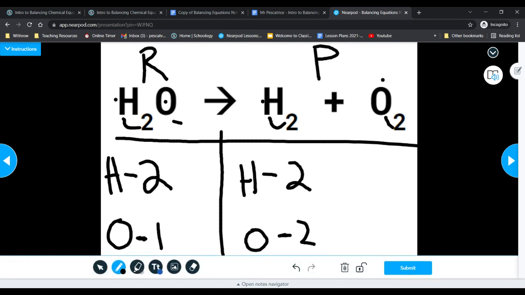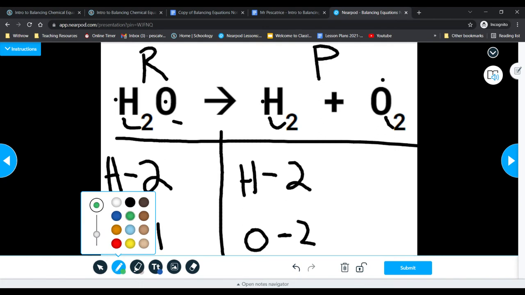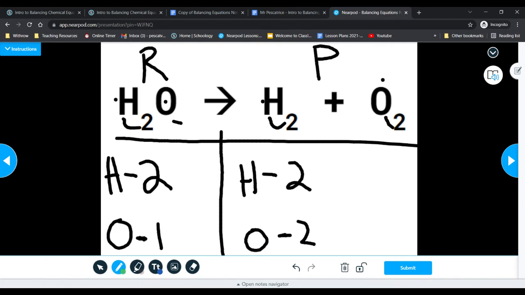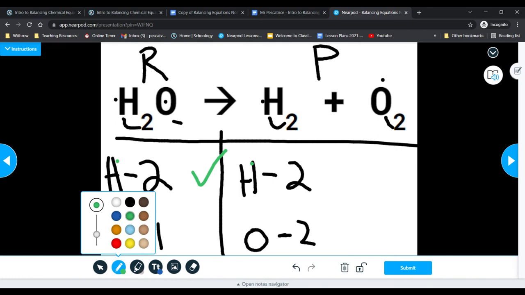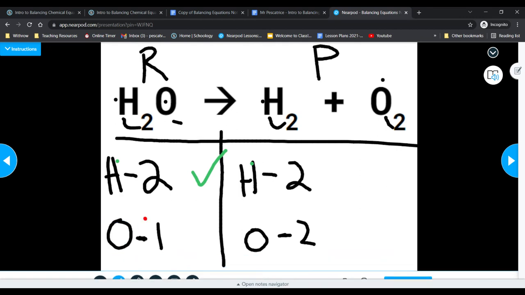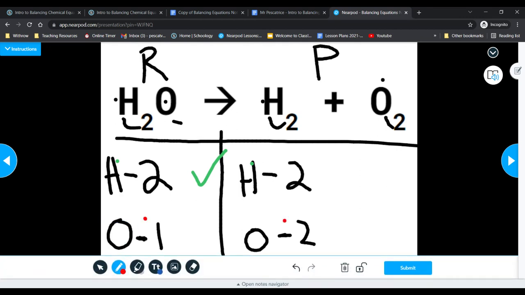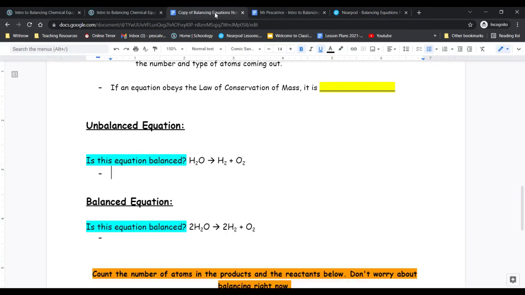All right, so are these equal? If they are equal, it's balanced. If they are not, it is not. So 2 and 2, got 2 here and 2 here. That's balanced. However, you only have 1 here and 2 there. That's not equal. So this equation is not balanced. All right, so in here, you're going to put not balanced.